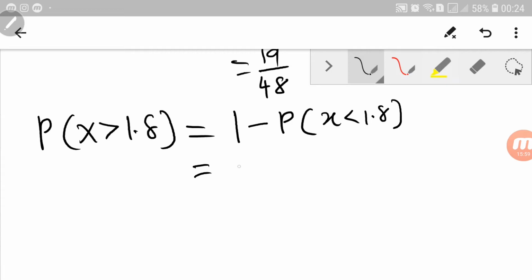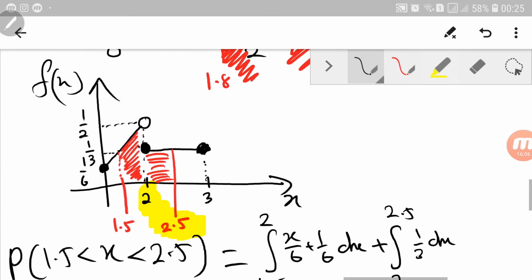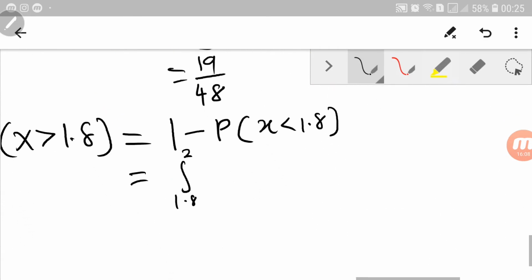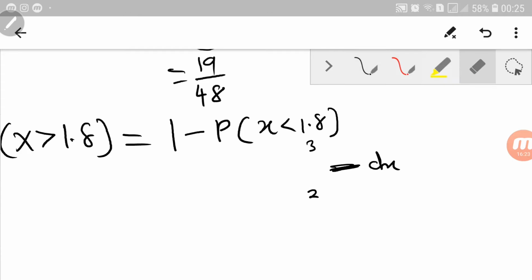Actually, it doesn't hurt you to do this. You can integrate from 1.8 until 2 with a function dx, plus the integration from 2 until 3 with a different function in terms of x. You can do this one as well, but we want to get a shorter calculation. So let's proceed with that.